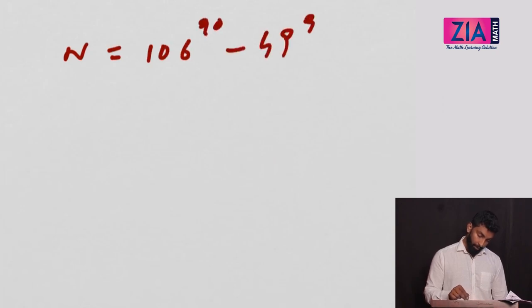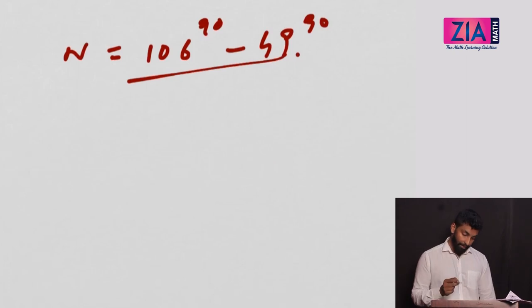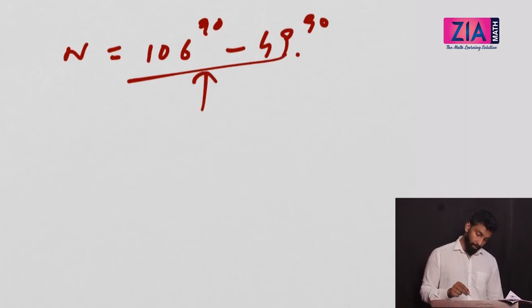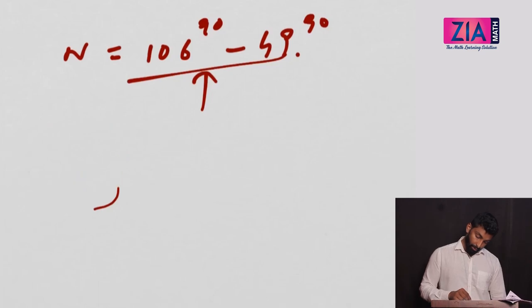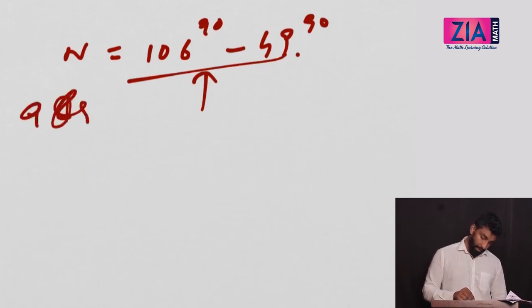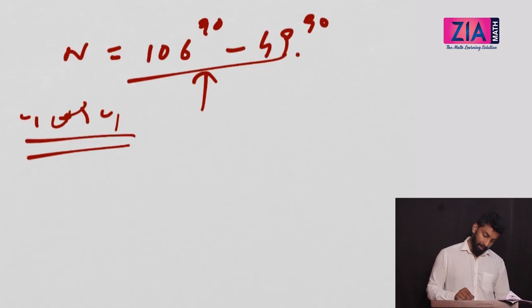Now what is the question? Which among the following will completely divide the number 106 raised to 90 minus 49 raised to 90? Now one thing that you need to understand is, this is an odd number, right? This is an odd number, so you can directly eliminate B and C. B is not possible, C is not possible because both of them are even numbers. So B and C is over, so your answer is either A or D. Okay, let's keep that in mind.